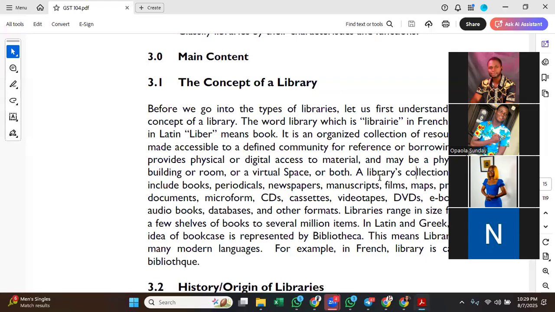I'm sorry, my network is something else. It is well. Let me share it and let's continue. During rainy season like this, we're always battling with network here. So let's just continue.